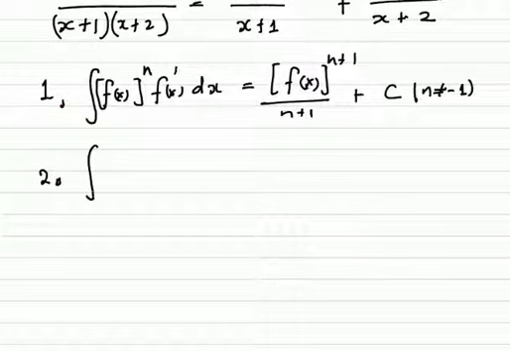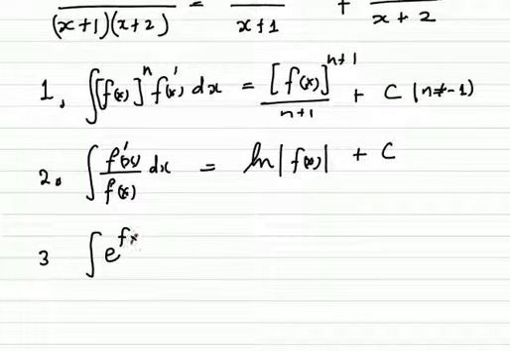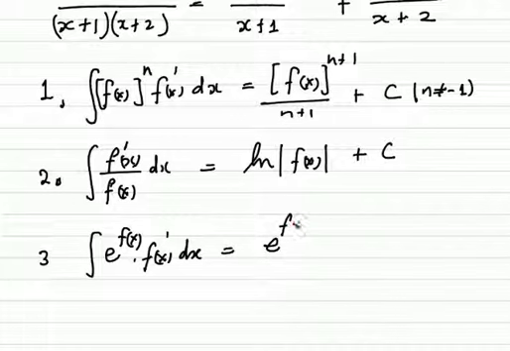Then the logarithmic form, when n is minus 1, f prime of x over f of x dx, that will be ln of f of x plus c. And then you get 3, the exponential form of integrals, e to the power of f of x multiplied by f prime of x dx. You know that this is equal to e to the power f of x plus c. You must understand how this comes to that.